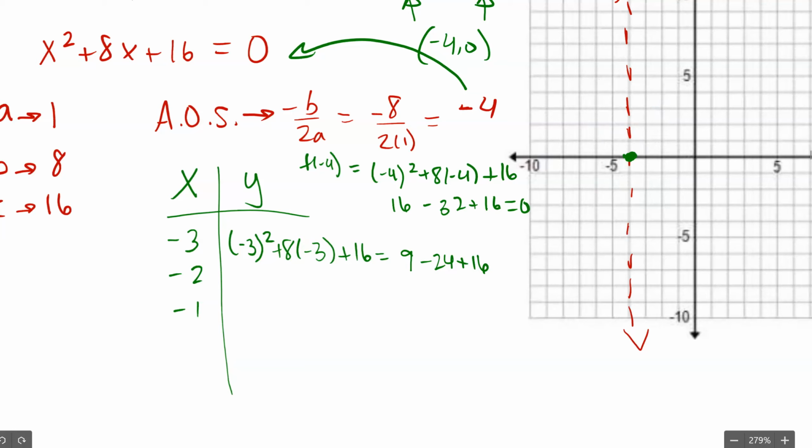Okay, so let's just go through this, and I feel like you'll see it. So when I add these together, I get 1, -2, so plug in -2. That'll be 4 minus 16 plus 16, so that's just going to be 4. And I plug in -1.